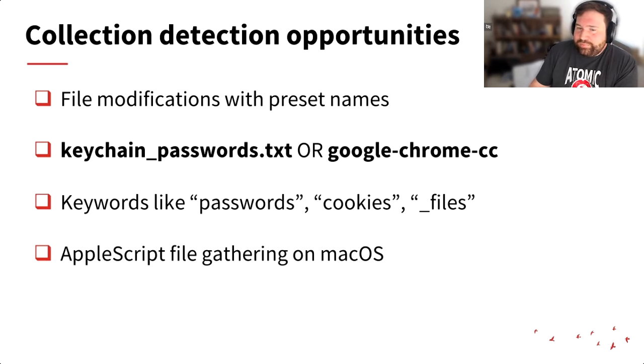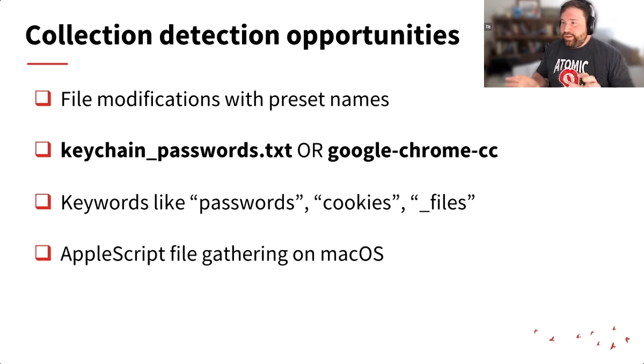Sometimes some stealers will have preset names for their file modifications. I want to think some older versions of Atomic Stealer or Mac Stealer, something like those, would use Google Chrome -cc to correspond to Google Chrome credit cards being written to disk, or keychain_passwords.txt to correspond to keychain passwords being stored to disk. If your organization has none of these file names being used legitimately most of the time, that's potentially a high fidelity analytic that you could use in your particular organization.